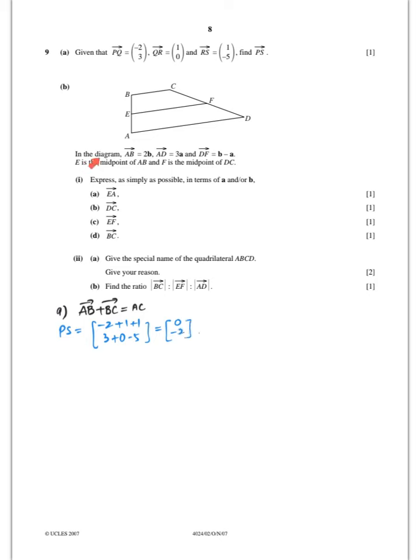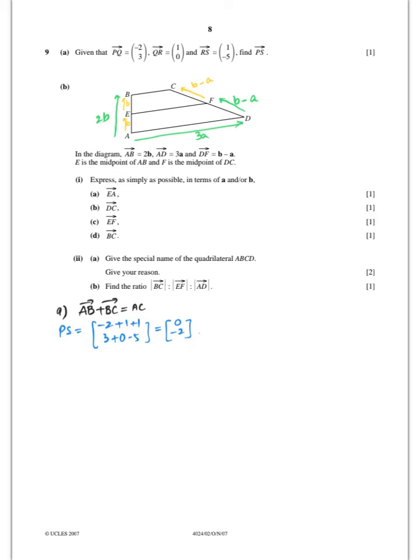In the second part, it says in the diagram AB is 2B. So I will mark it in the diagram. From A to B, it's 2B. A to D, it's 3A, and D to F, it's B minus A. Alright. E is the midpoint of AB. For the midpoint, we know that from A to E it will be B, and E to B it will be B as well, because E is the midpoint. And F is the midpoint of D and C, so that means it will be B minus A as well.